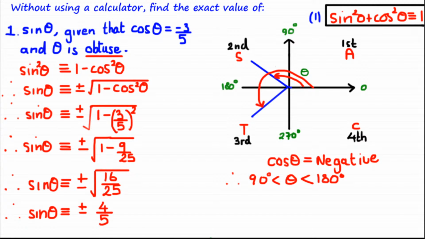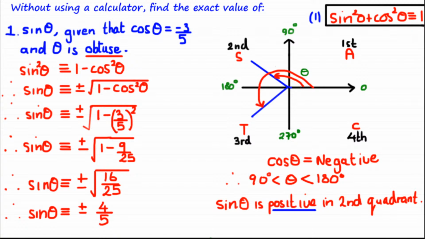Sine of theta is in the second quadrant, therefore, sine of theta is positive, okay? And we get sine of theta is equal to 4/5. At this stage, it's very easy to just say this is the answer or just choose one and guess, but there's a bit of evaluation, a bit of analysis that needs to be taken in order to actually conclude whether we're positive or negative.